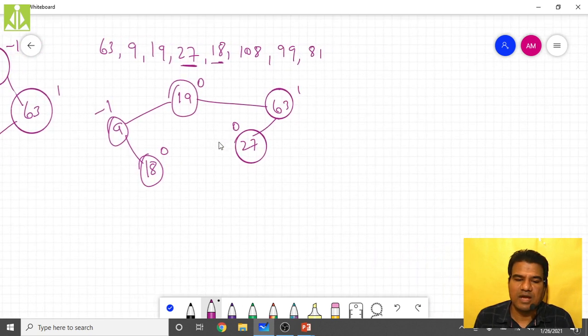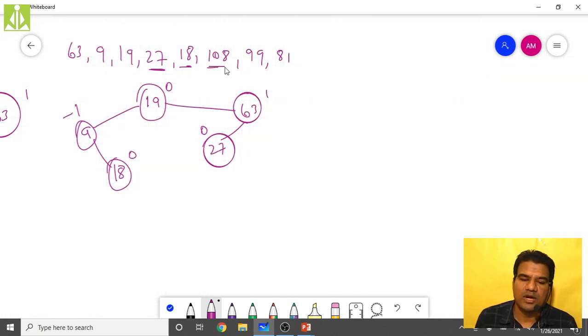So next we have to insert 108. How can we? Compare with this 19, 108, greater. Compare with this 63, 108, greater. So that 108 will come over here, like this it will come. So remove the balance factors and calculate the new ones. Only this thing will change and this thing will change. Here it is same, here it is same. 0 for this, 0 for this, 0 minus 1 only.